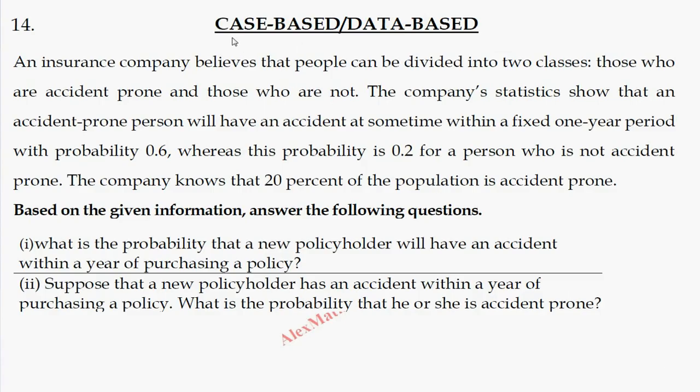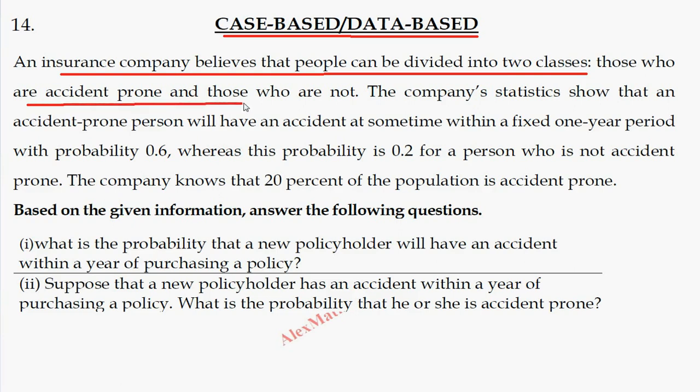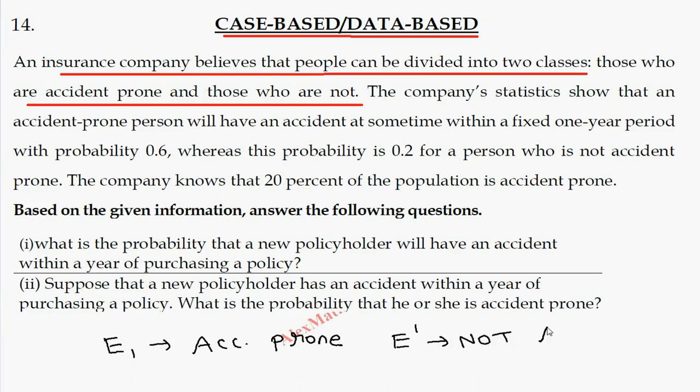Question number 14, which is a case-based or data-based question. An insurance company believes that people can be divided into two classes, those who are accident prone and those who are not. Let's take E1 as those who are accident prone, and E dash is the other class of people, those who are not accident prone.